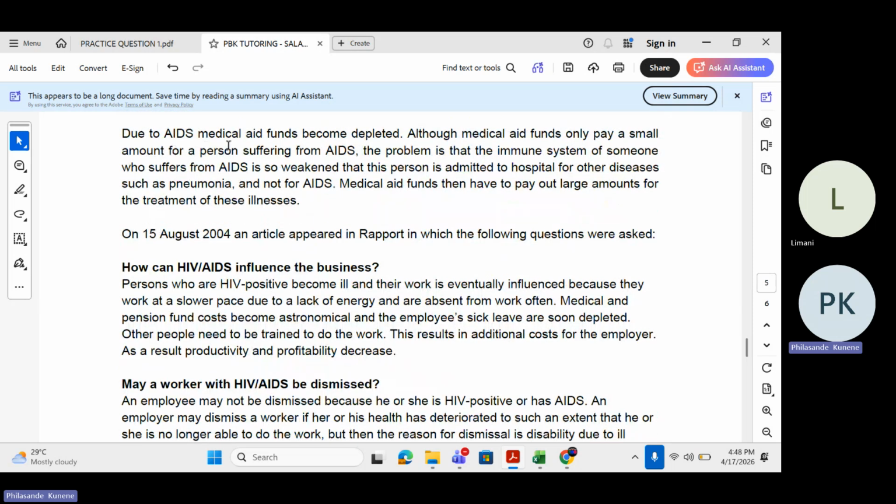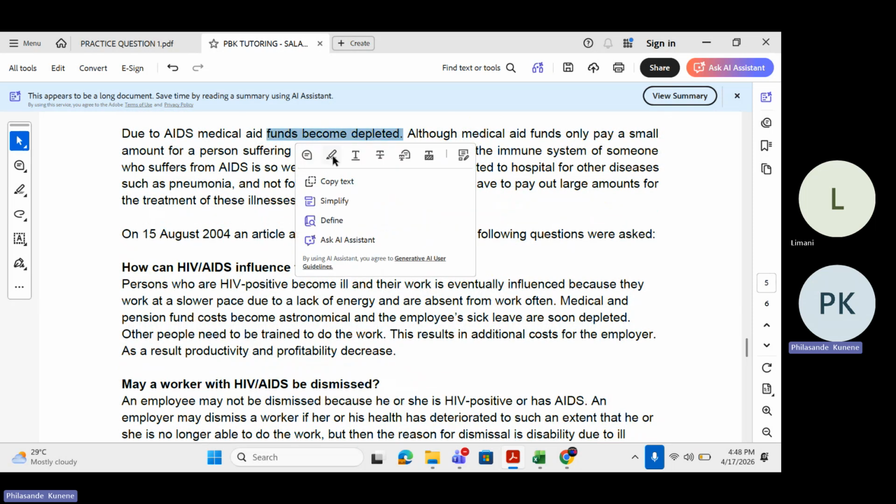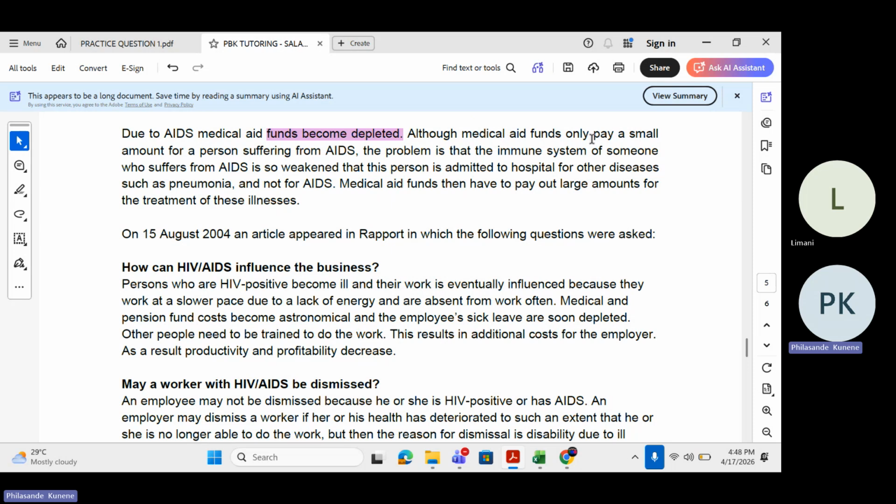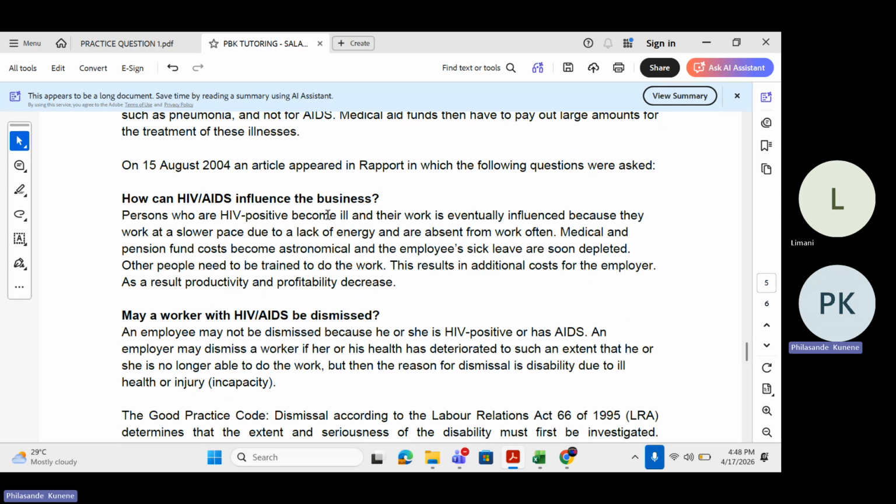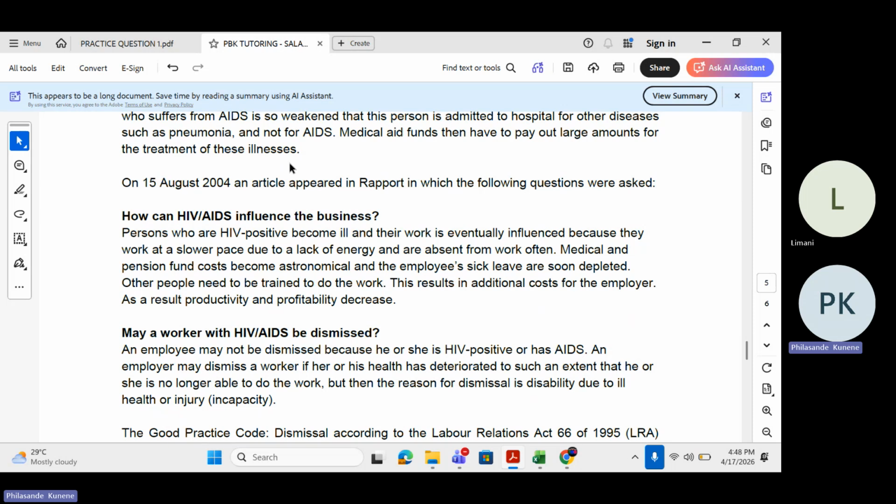Let's see here. Due to AIDS, medical aid funds become depleted, which is possible. Although medical aid funds only pay a small amount for a person suffering from AIDS, the problem is that the immune system of someone who is suffering from AIDS is so weakened that this person is admitted to hospital for other diseases such as pneumonia and not for AIDS. Medical aid funds then have to pay out large amounts for treatment of these illnesses. Yes, a lot of different diseases, not just HIV, not just AIDS, but even pneumonia, as they are saying here.